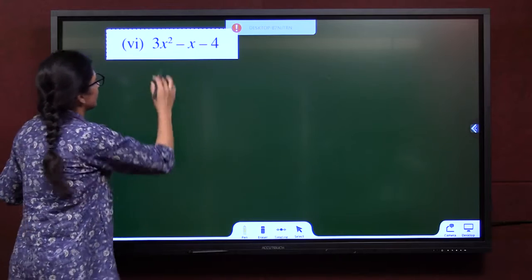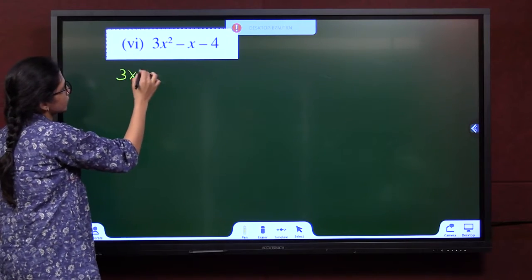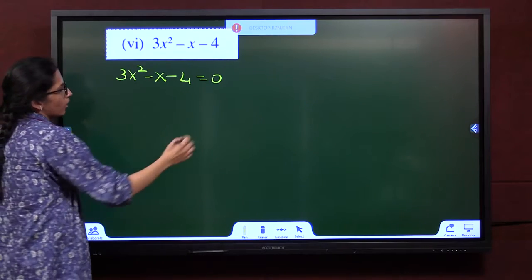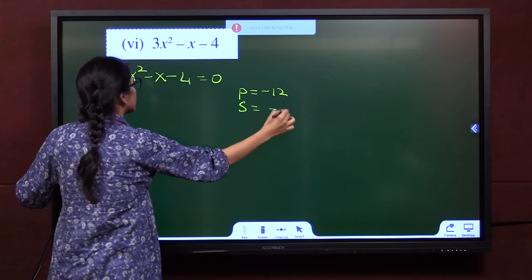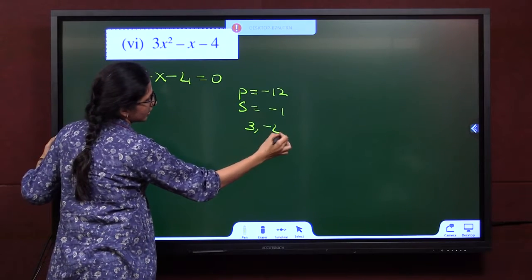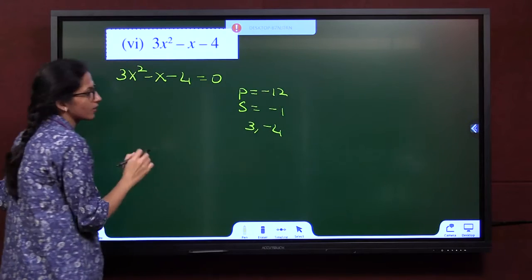Next question. 3x square minus x minus 4. So we'll take 3x square minus x minus 4 equals 0. Product is equal to minus 12. Sum is equal to minus 1. Answer is right here, 3 and minus 4. See, 3 and minus 4 together gives minus 1. 3 into minus 4 gives minus 12.